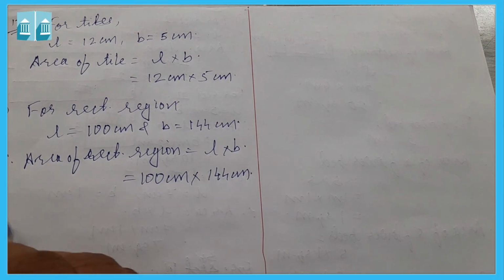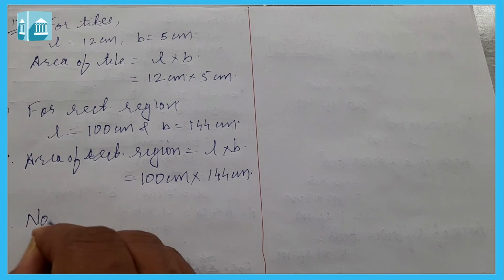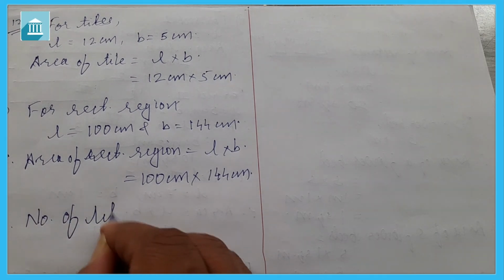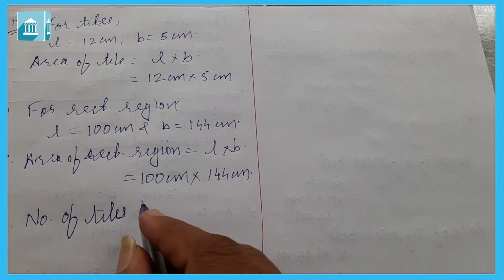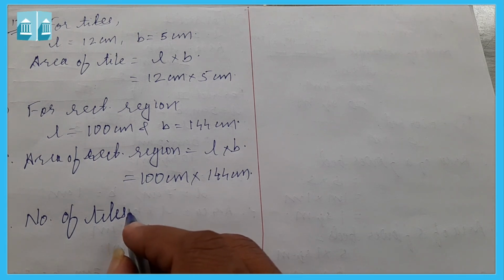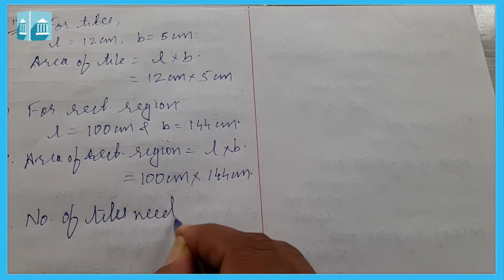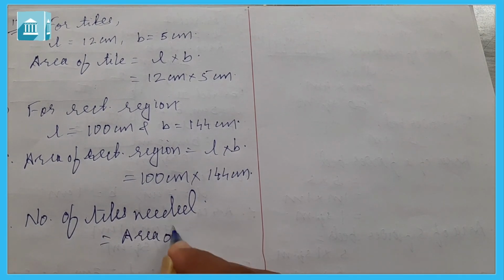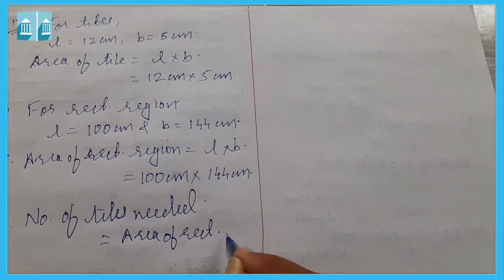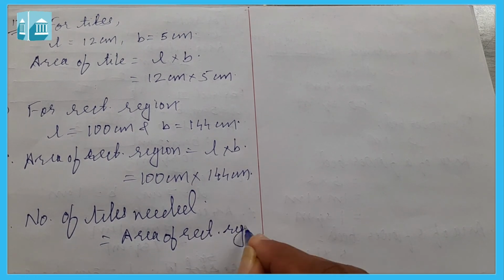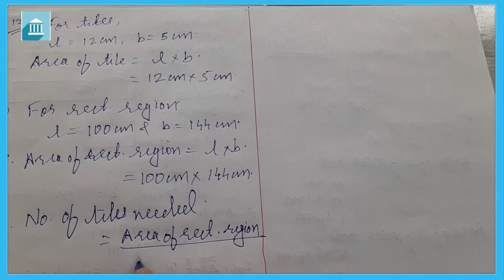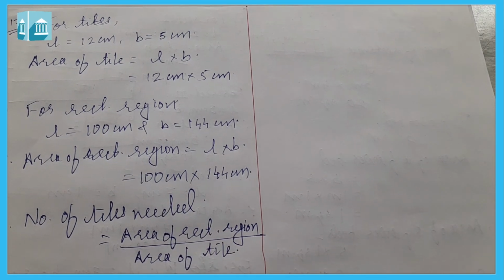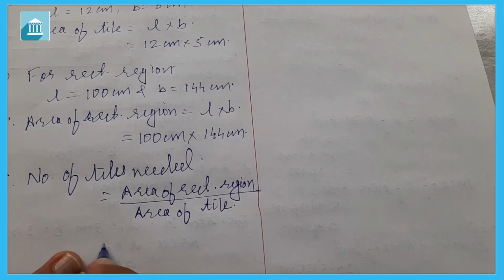So we can write, therefore, number of tiles needed is equal to area of the rectangular region upon area of the tile. Whatever area is there, area of the rectangular region upon area of the rectangular tile.